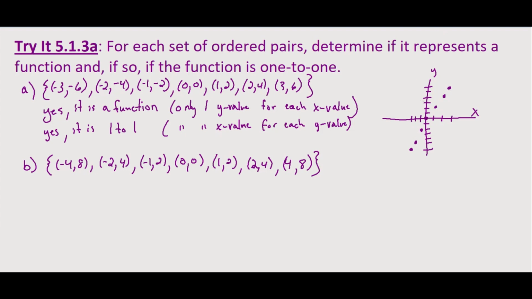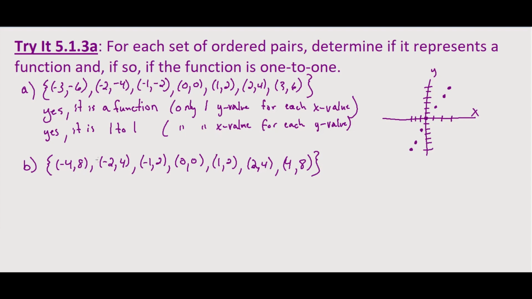And how we could look at this, as far as a function is concerned, we know it's the vertical line test, and it passes the vertical line test. For a one-to-one function, it would also pass the horizontal line test. And in this case, it does pass the horizontal line test. All right, so again, let's look at part B.